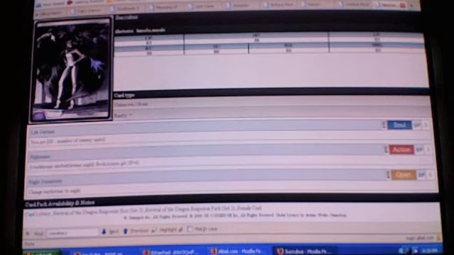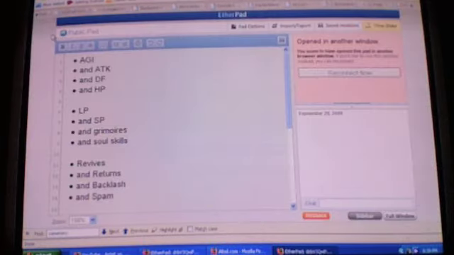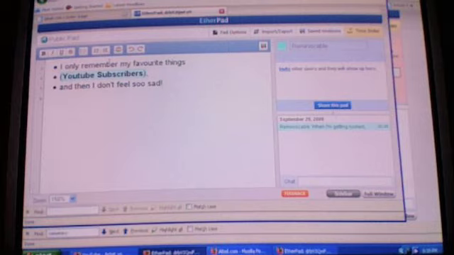Agi and attack and defense and HP, LP and SP and grimoires and soul skills, revives and returns and backlash and spam. These are a few of my favorite things. When there's Prim Clone, when there's dragons, when I'm getting rushed, I only remember my favorite things, and then I don't feel so sad.